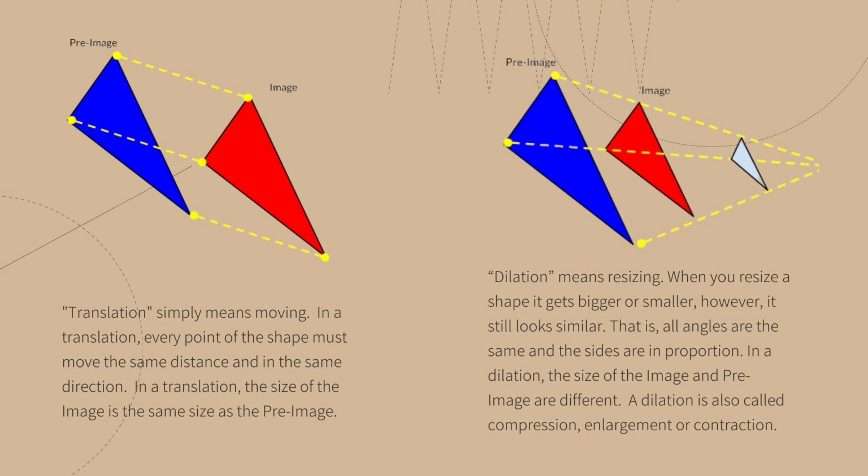Dilation means resizing. When you resize a shape, it gets bigger or smaller. However, it still looks similar; that is, all angles are the same and the sides stay in proportion. In a dilation, the size of the image and pre-image are different. A dilation is called compression, enlargement, or contraction.